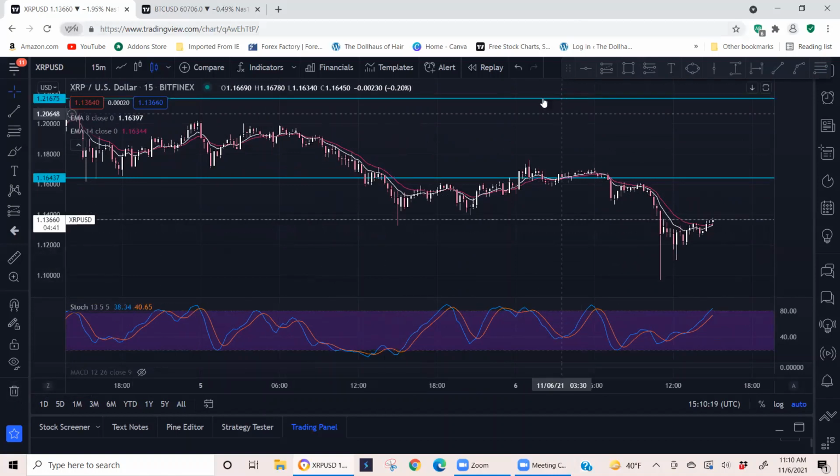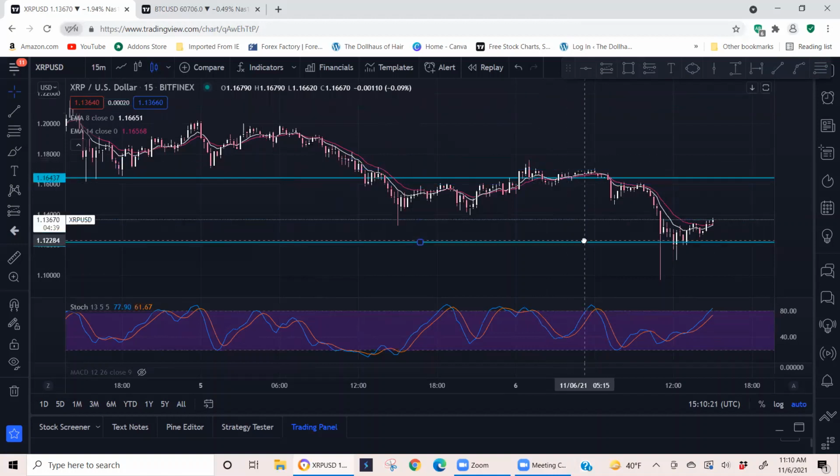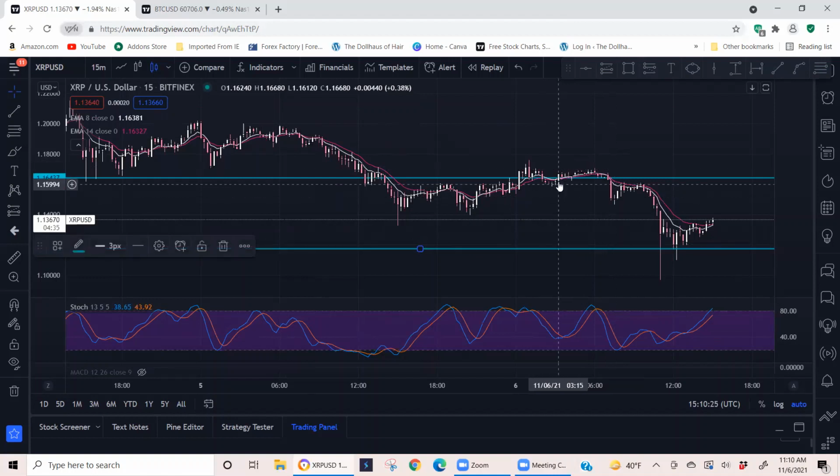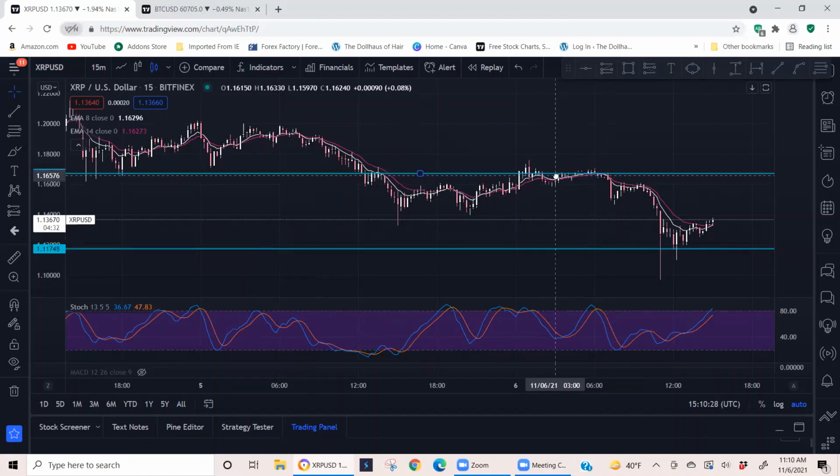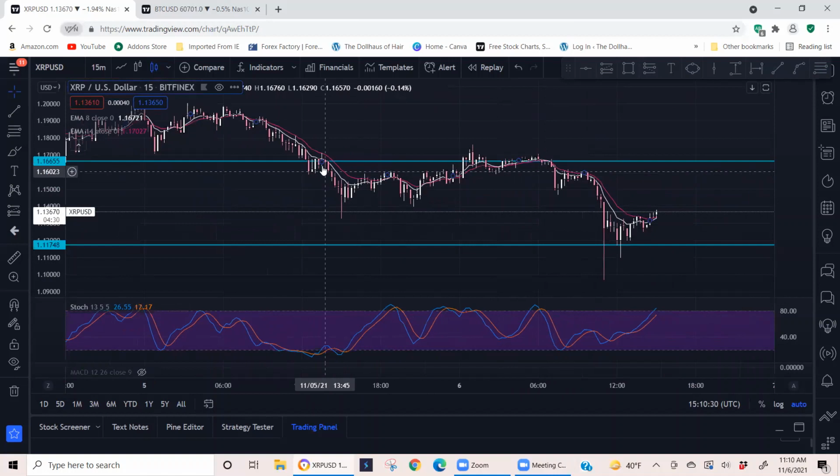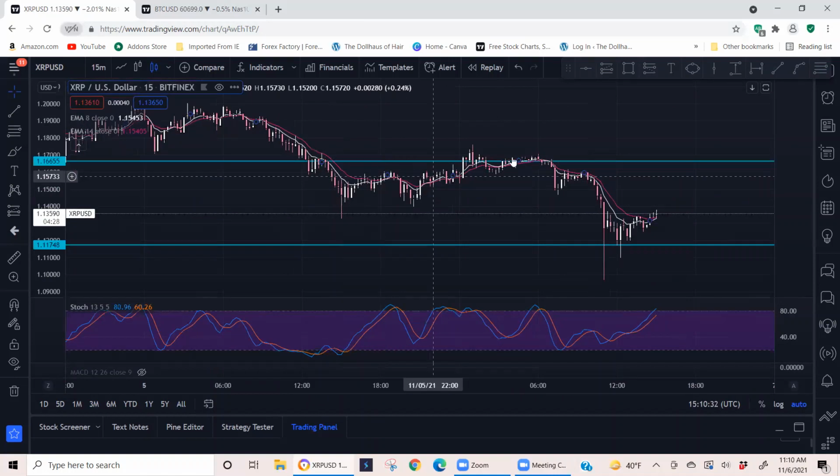So what I'm going to do is update these and make a new area of support. I'm going to keep this as my area of resistance. You obviously want to put your areas where you see price respecting the most, just like you would do on a higher time frame. So I put my area of support here, my area of resistance here, and my area of support here.